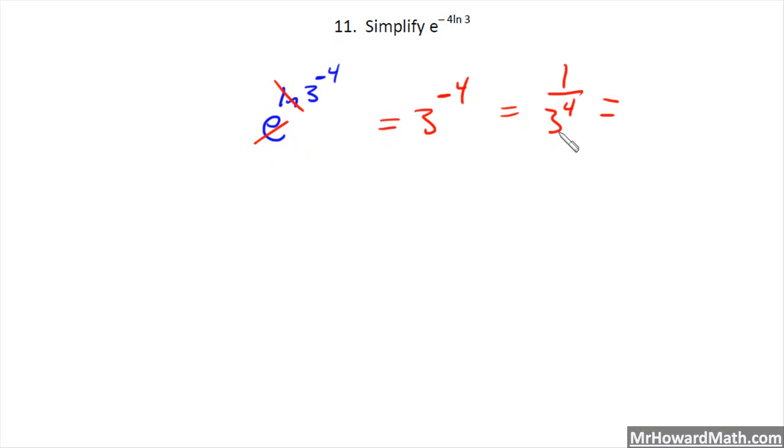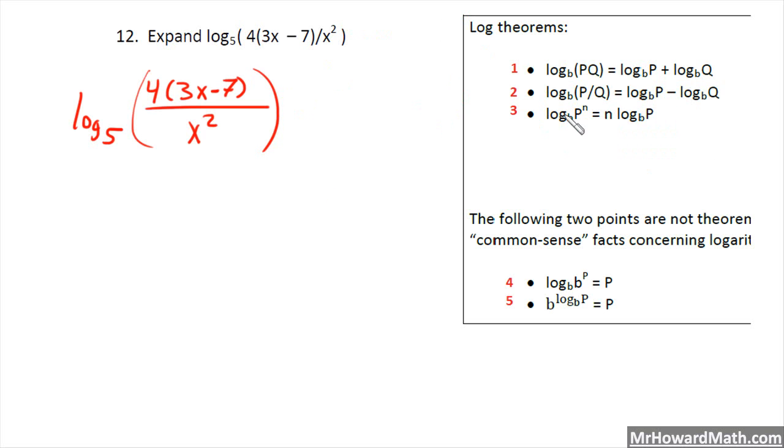And if you work that out, that is 81. 3 to the 4th is 81. So 1 over 81 is what that simplifies to. So e to the negative 4 times ln of 3 simplifies to 1 over 81. All right, problem 12. I've gone ahead and copied over our log theorems for us to use here as a reference. I've also rewritten this so that we don't have that slash in place of this horizontal fraction bar, so we can see what is going on here.